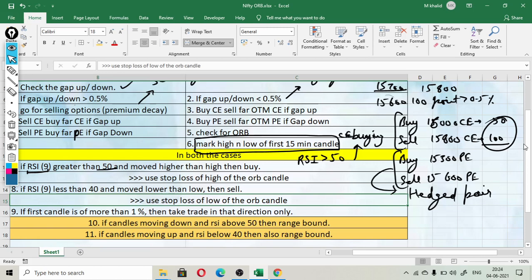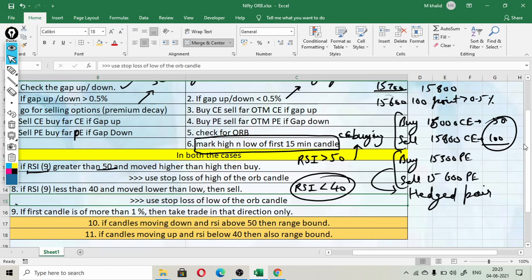Similarly, if the low has been broken out, then you can check whether RSI is less than 40 or not. If the RSI is less than 40, then you can buy a put or you can go for selling. You can short the future. When the high is broken, the low of the opening range, the first 15-minute candle, will be the stop loss, and if the low is broken out, then the high of the candle will be the stop loss. Got it?